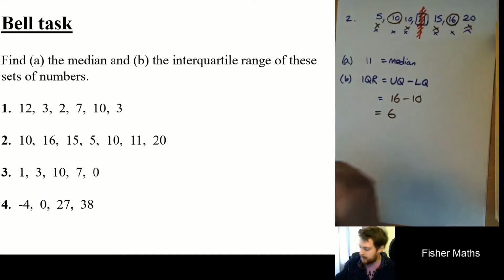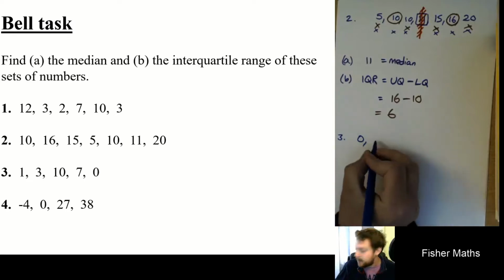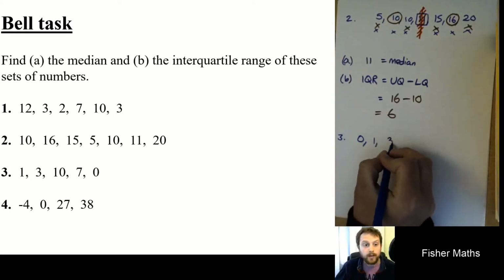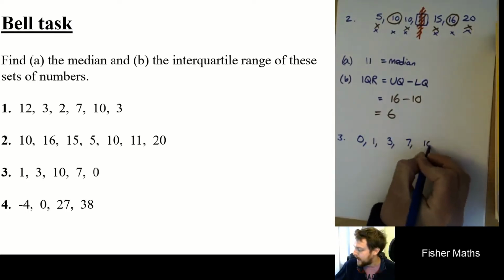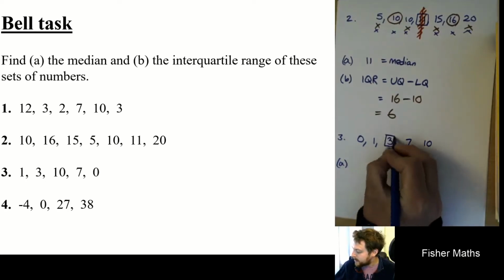Right, number 3. Put those numbers in order. We do have to include the 0. So you can't just forget about a 0. That is a number, it is a data point, and it's the smallest of those numbers, so we have to write it first. So 0, then 1, then 3, then 7, then 10. So for part A, the median is 3.